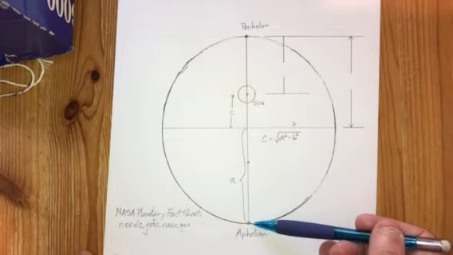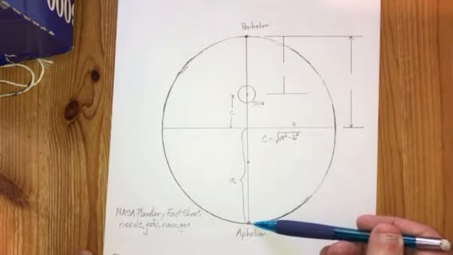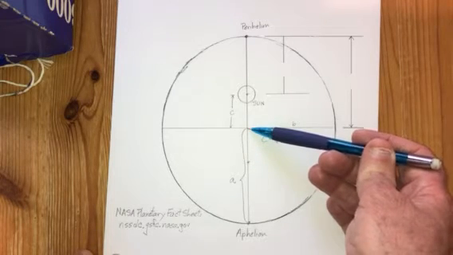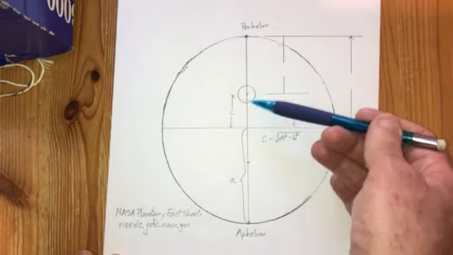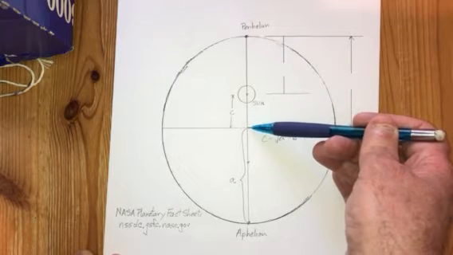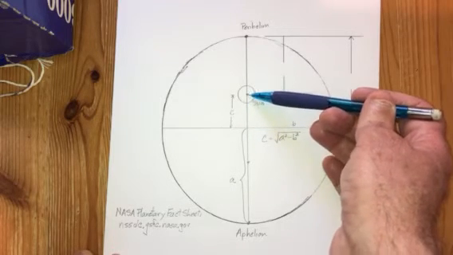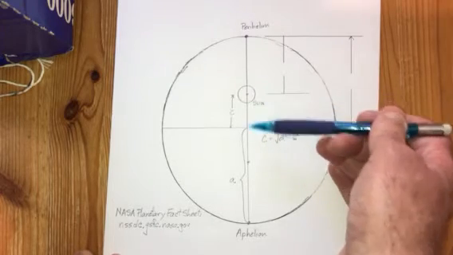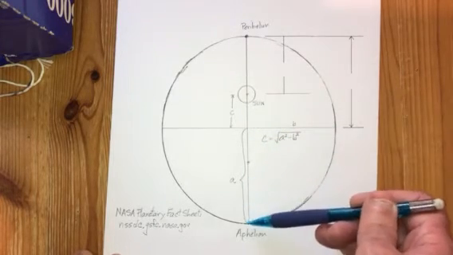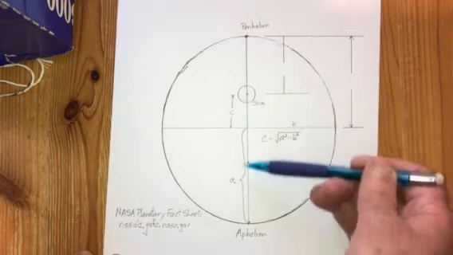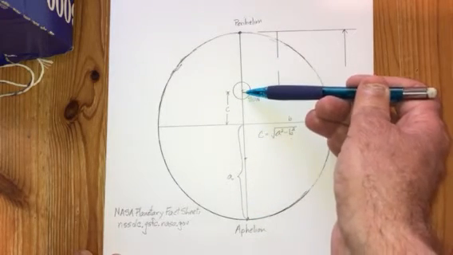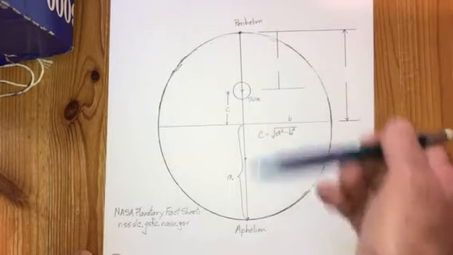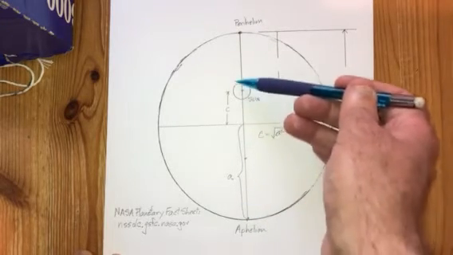In fact, you can see that at the aphelion, the distance from the Sun would be the length of the semi-major axis plus the distance from the center of the ellipse to a focus. So if you add those two, this distance would be a plus c. So the distance from the aphelion to the Sun is a plus c.